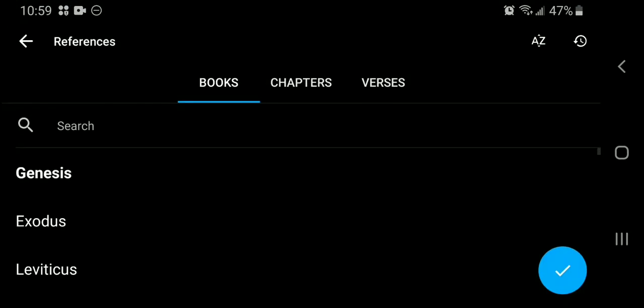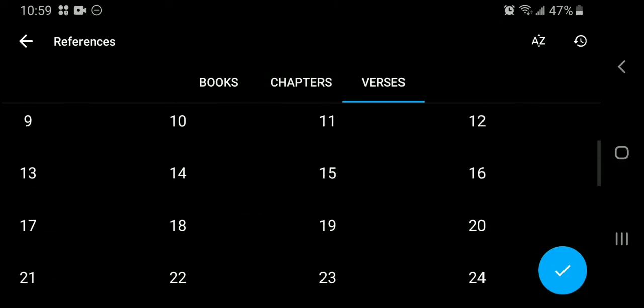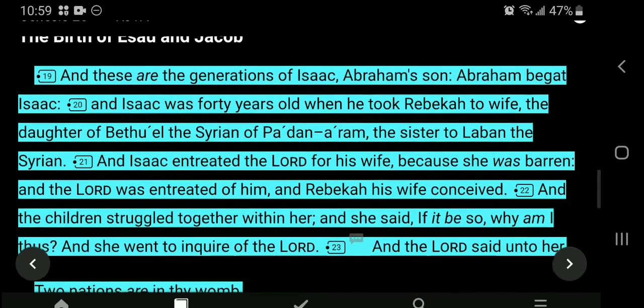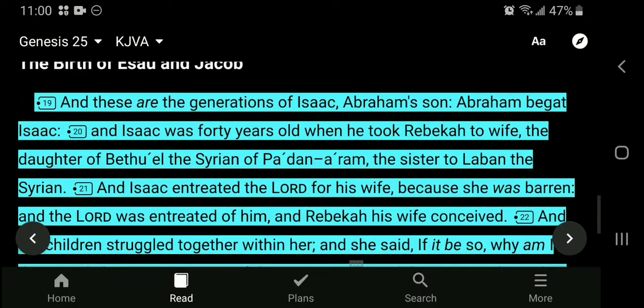Let's go back a little bit. Let's go to Genesis 25, not all the way to the beginning, but pretty much the beginning. Alright, this is Genesis 25 and 19. And these are the generations of Isaac, Abraham's son. Abraham begat Isaac, and Isaac was 40 years old when he took Rebekah to wife, the daughter of Bethuel the Syrian, and Padan Aram, the sister of Laban the Syrian.